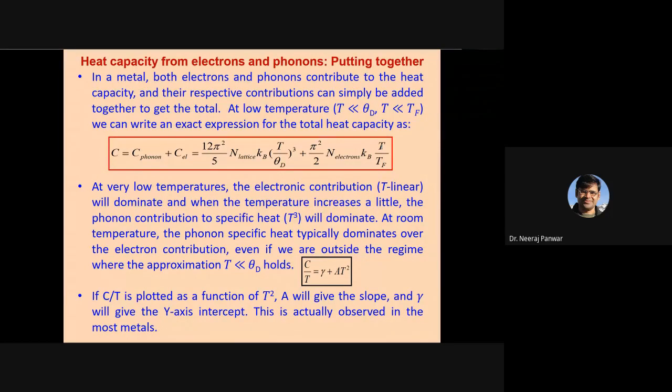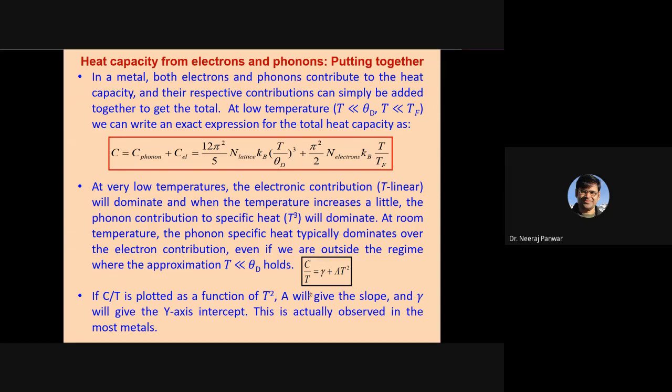Now it is customary to plot C by T. So for example, if we divide by T, here we will have T square, and here we will have only the constant. Everything is constant for a particular metal. TF is also constant. So we are going to get this expression C by T is equal to gamma plus A T square. So this is what is plotted for a metal. And if we plot C by T as a function of T square, we are going to get a straight line.